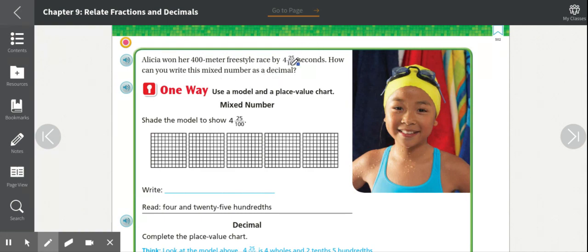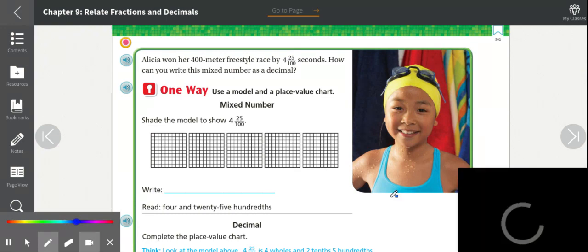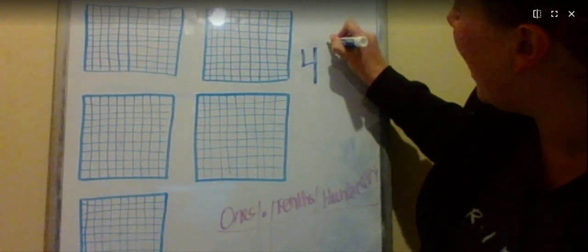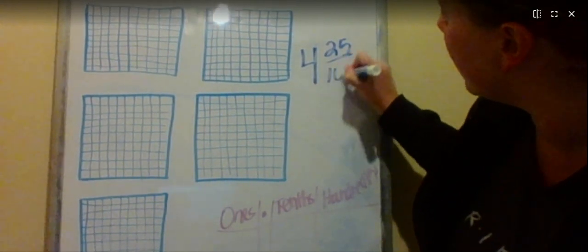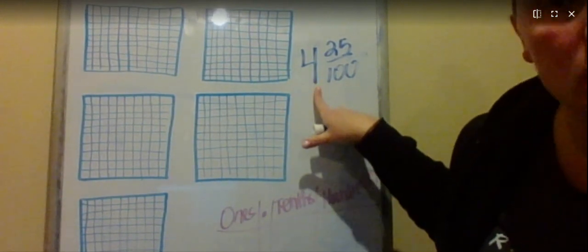So it's 4 and 25/100. So for a model, I'm going to actually do this on the board. Let's take a look. So for our model, so you can see it, it took me some time to draw it. You can pause it and draw it along with me if you'd like, or just follow along. So she did her race in 4 and 25/100. So 4 wholes means that we would shade in 4 wholes of these. I'm just going to quickly do it. 1 whole, and I can't really see that. Hold on.